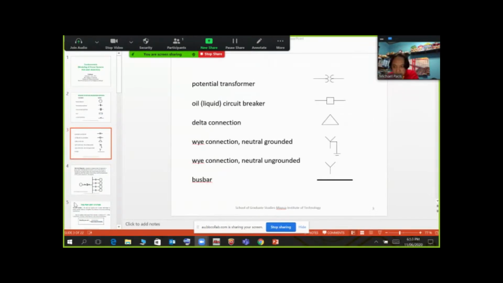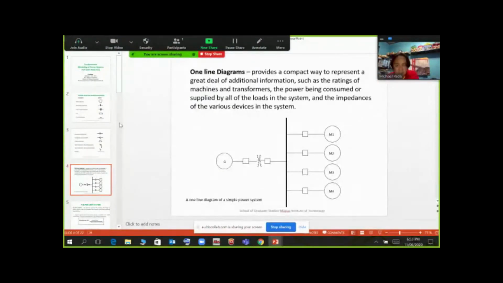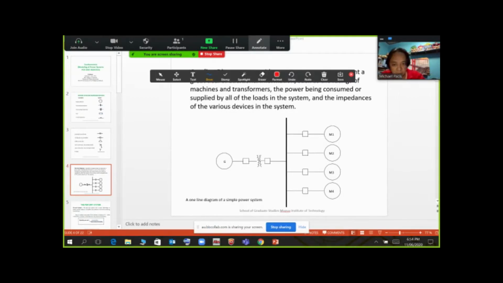Okay, this slide here is a one line diagram, the description of what a one line diagram is all about. It provides a compact way to represent a great deal of information of every component, which is you need the ratings of a machine, a transformer, the power consumed, and among others. And then the impedance of the lines and devices are already incorporated in the system, and that is a single line diagram. So this is an example of a one line diagram wherein you have a generator, a transformer, and a group of loads, which is your motor loads.